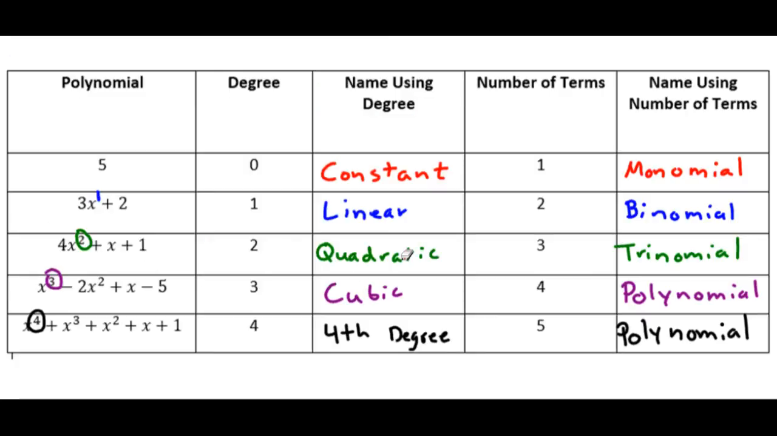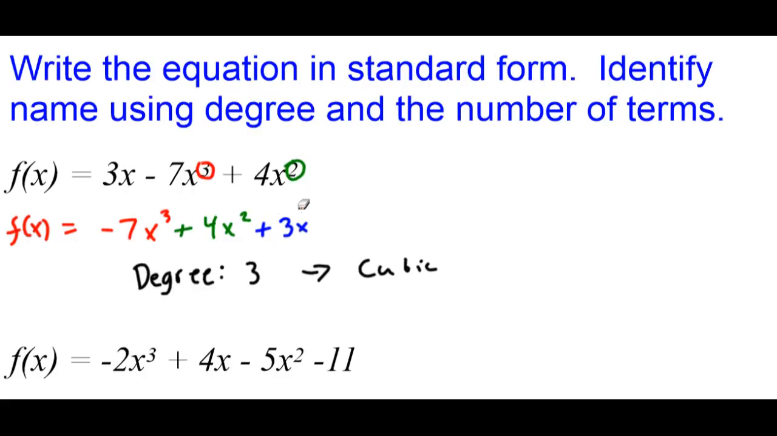If you're not sure, you can flip back to the chart. Degree 3, it's cubic. Now, by number of terms, I have 1, 2, 3 terms. Since there are 3 terms, that is a trinomial. Whenever you see something ending in nomial, that is referring to the number of things we are adding together. Since there are 3 things, it is a trinomial, just like a tricycle has 3 wheels.